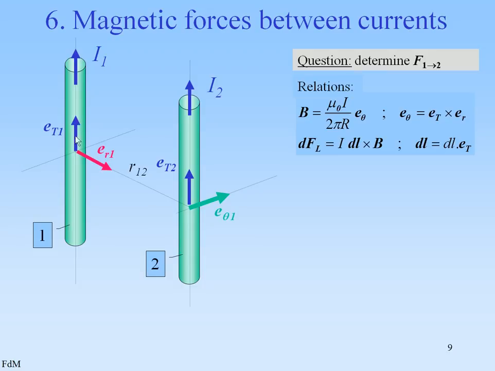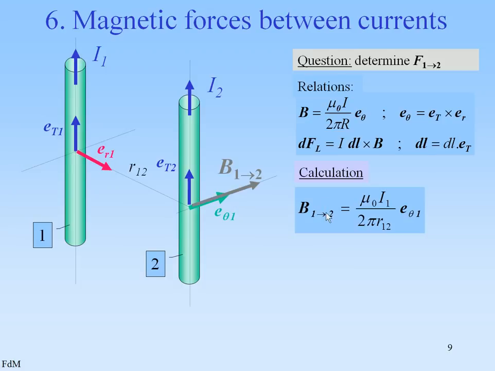Here we have the vectors. e_t is the vector along the line, e_r is the vector to the point of interest, and here we have the same. e_theta1 is the vector product of e_t1 and e_r1. Now, since e_theta1 is directed in this direction, we can calculate the magnetic induction that current 1 exerts on current 2, and that's given here with R12, e_theta1.